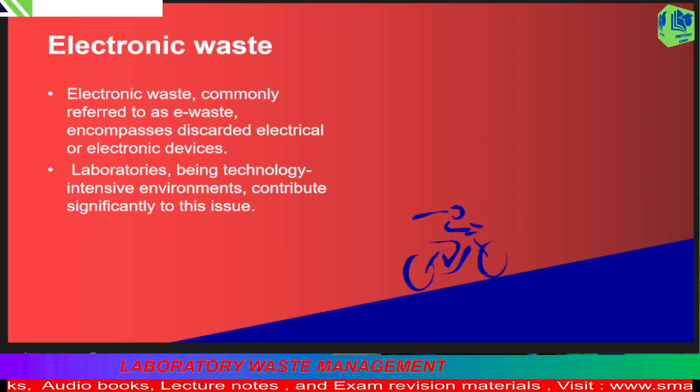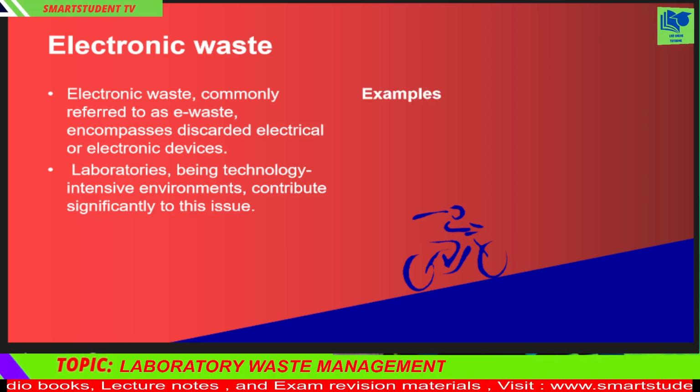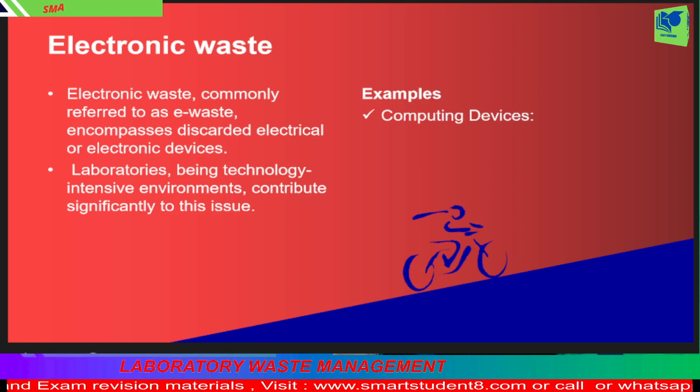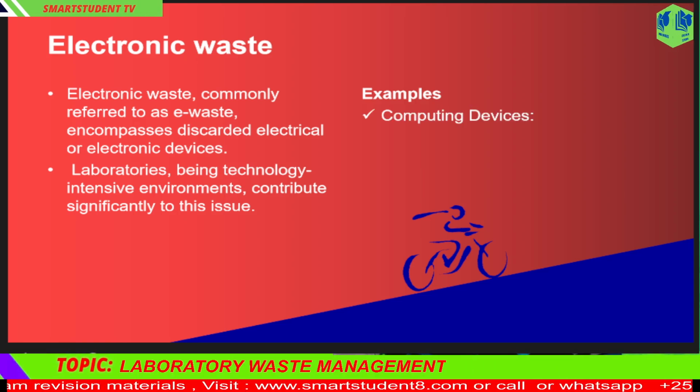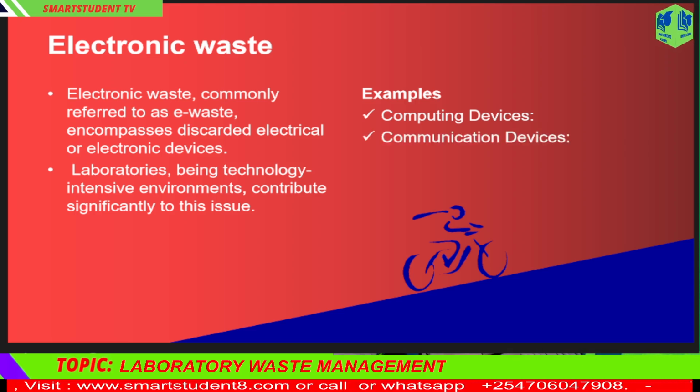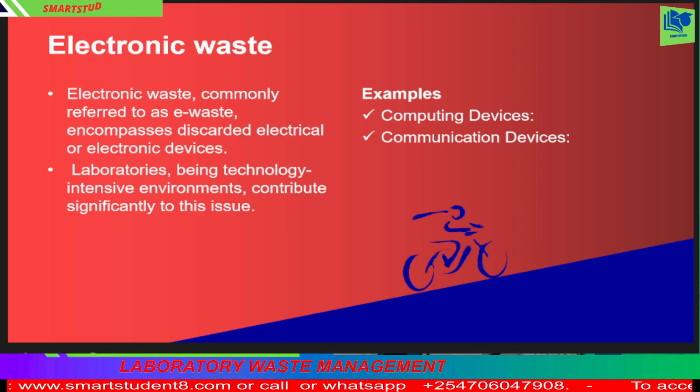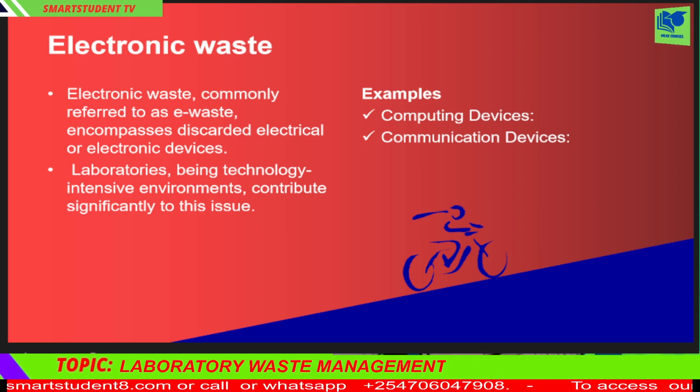2. Types and examples of e-waste. E-waste can be categorized based on the type of electronic equipment. Below are common types and examples. 1. Computing devices, desktops, laptops, servers, printers, scanners, etc. 2. Communication devices, mobile phones, telecommunication equipment, etc.